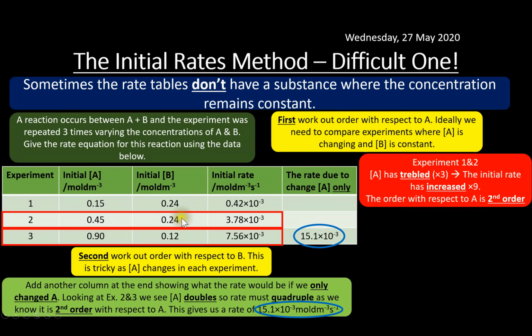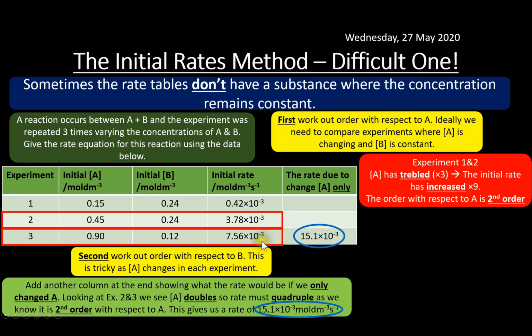So you can see the rate here is 3.78 times 10 to the minus 3. If B had no impact, then the rate would be this: 15.1 times 10 to the minus 3. This is it written down here. So that's what it should be in theory.